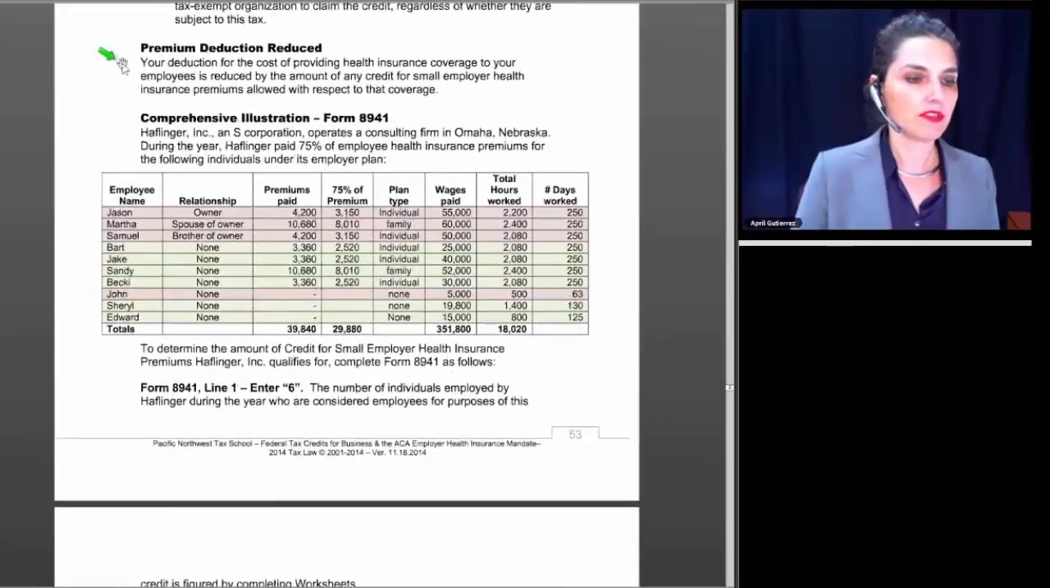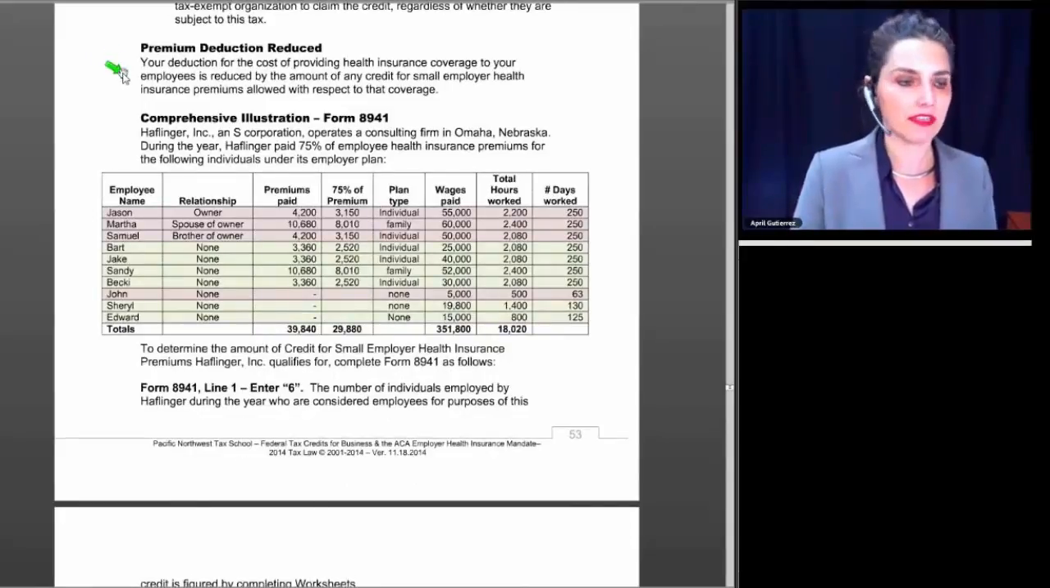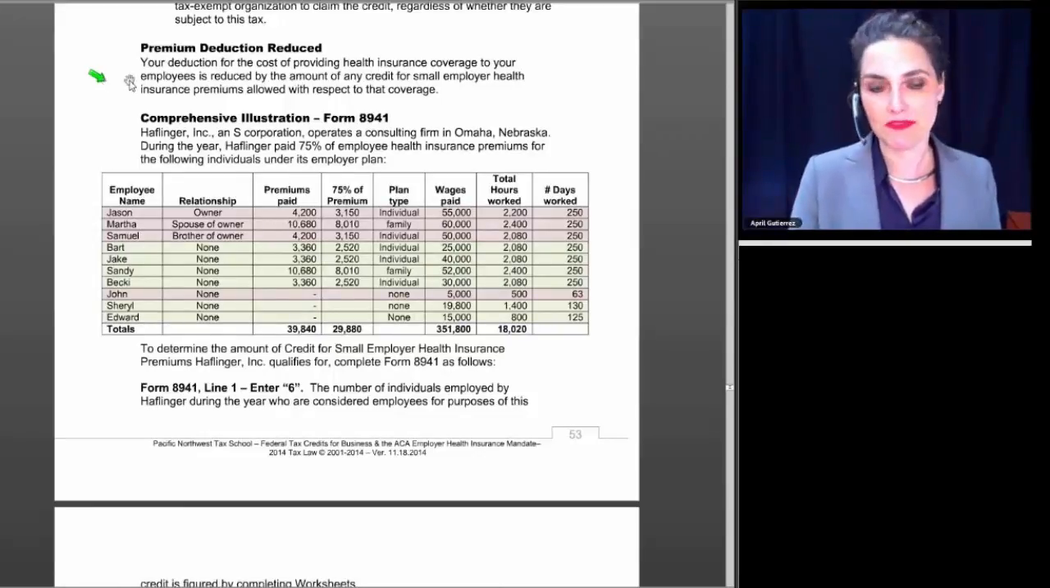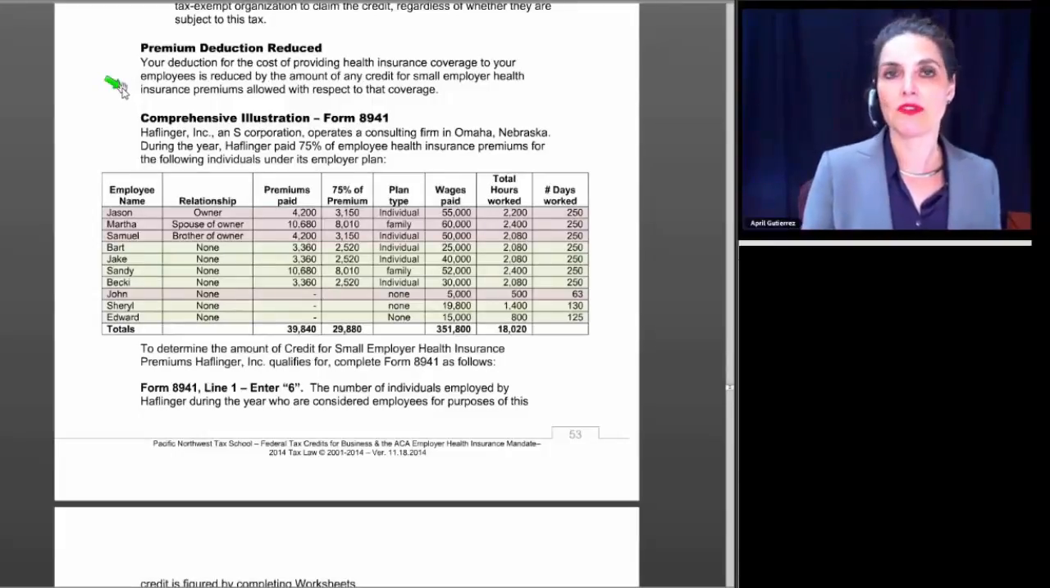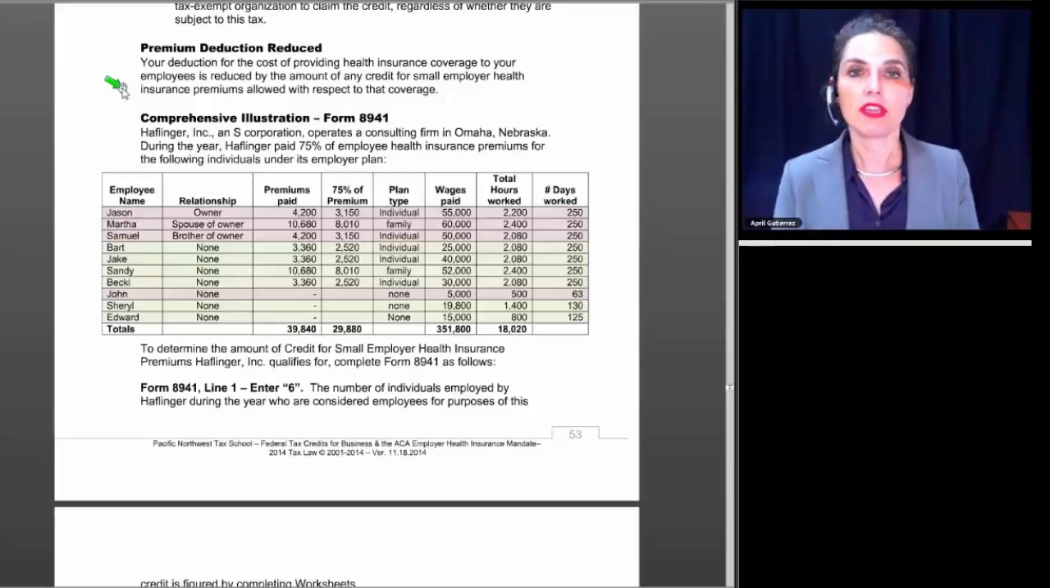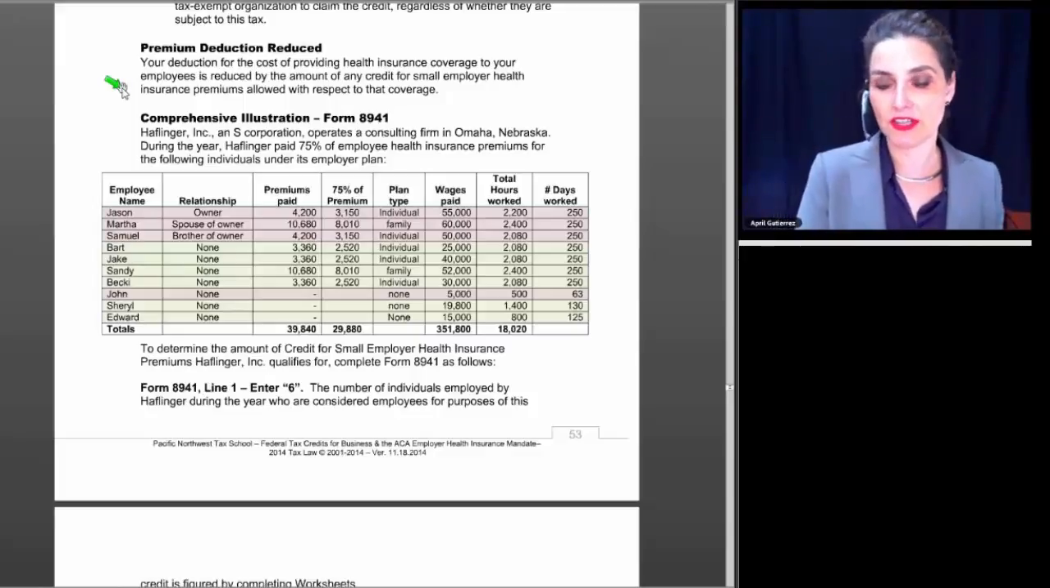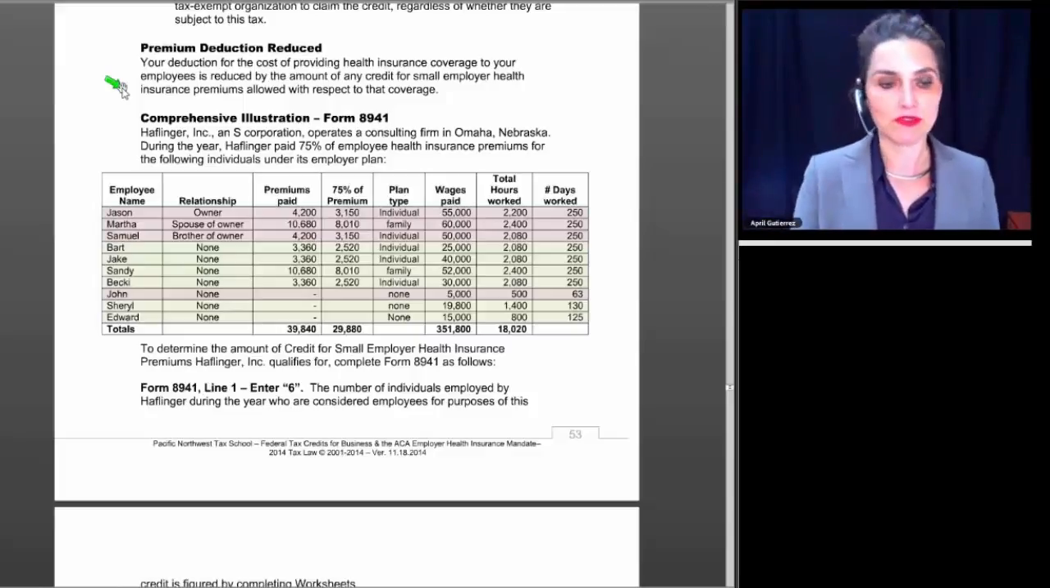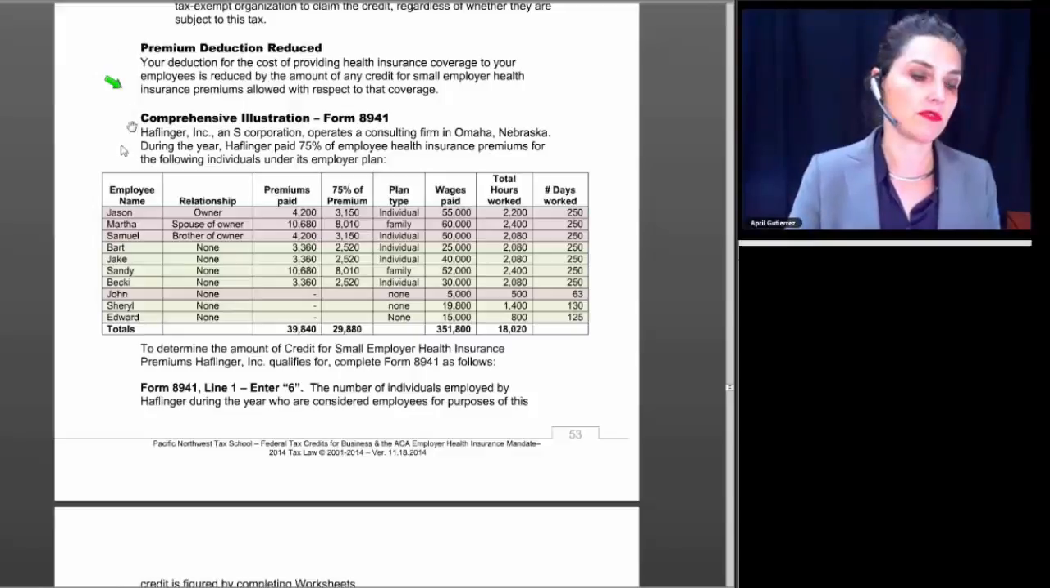Premium deduction reduced. Your deduction for the cost of providing health insurance coverage to your employees is reduced by the amount of any credit for small employer health insurance premiums allowed with respect to that coverage. So essentially, you are allowed to claim a deduction on your tax return for the cost of health insurance premiums you pay to your eligible employees, but you cannot also claim a deduction for health insurance premiums when you've already claimed the credit. You're going to have to reduce your deduction by the amount of credit that you calculate and claim.